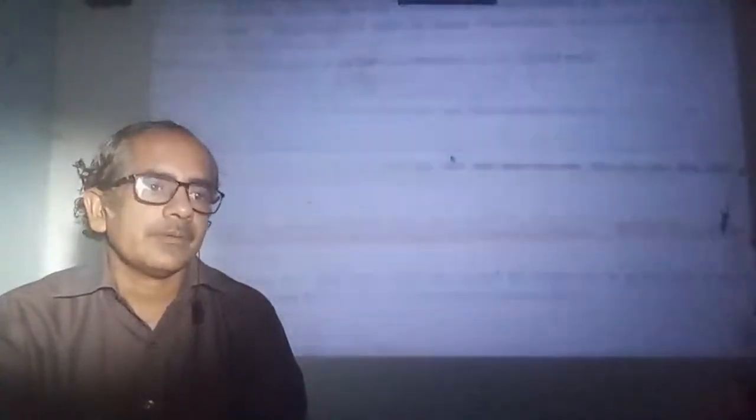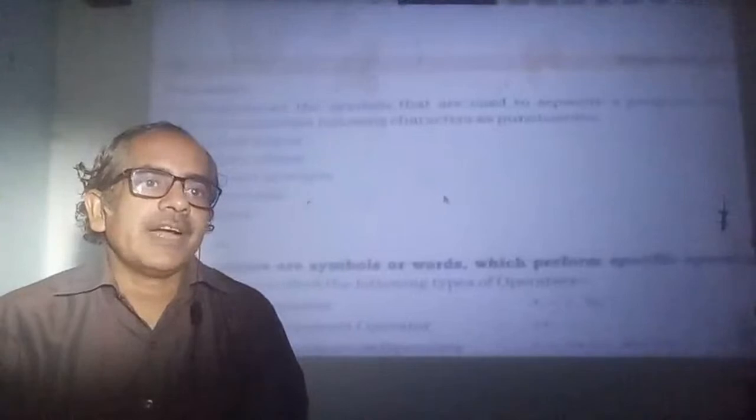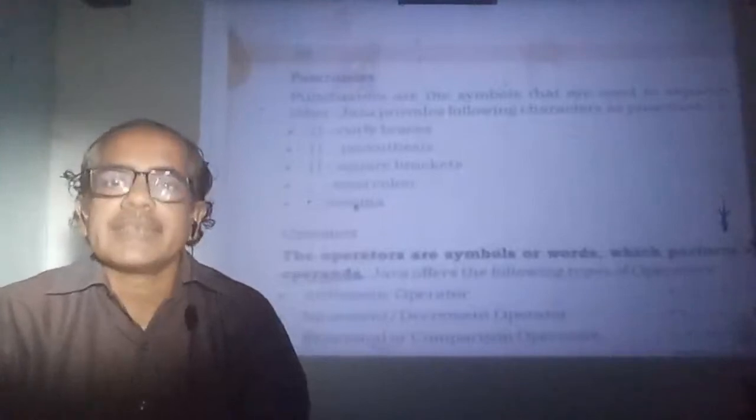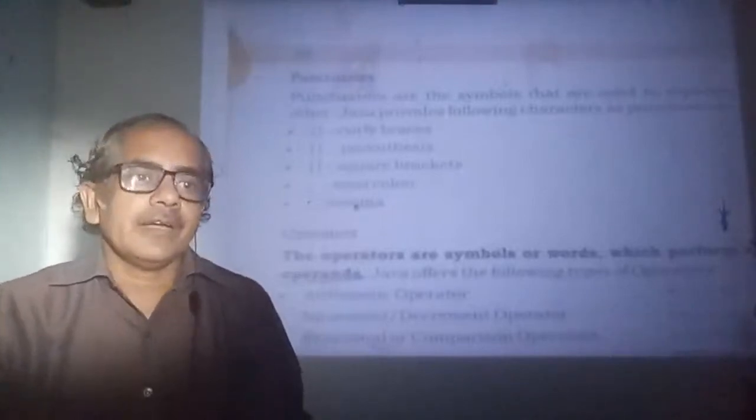Now it is punctuators. Last day also I mentioned a brief about it. General punctuators are whatever is written in the book. Punctuators are the symbols that are used to separate program elements from others. Java provides the following characters as punctuators: curly braces, also called curly brackets, parenthesis, also called round brackets, then square brackets, and then semicolon, and then comma.